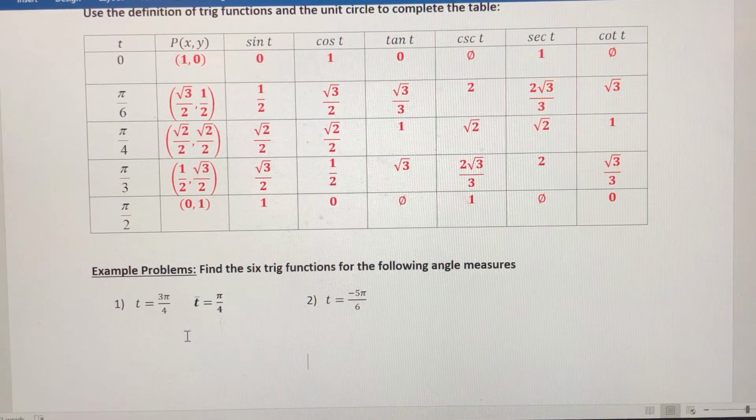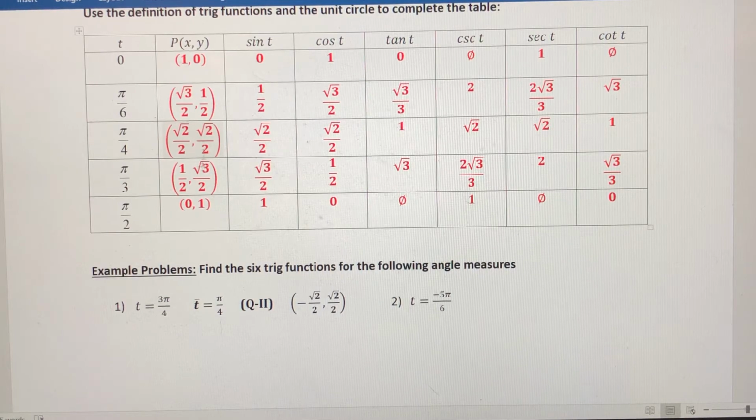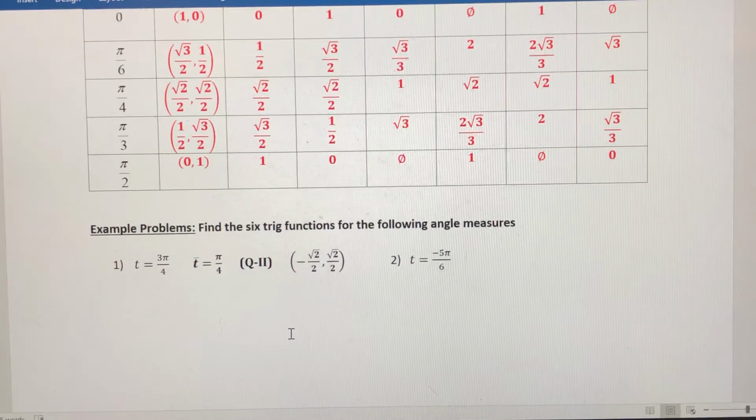So 3 pi over 4 is just shy of 1 pi. This is like 3/4 is 0.75 pi. So this is going to be in quadrant 2, okay? And in quadrant 2, I know that the x-coordinate is negative and the y-coordinate is positive. So I'm going to use these values for my x and y coordinates, but I just need to understand that x is going to be negative because I'm in quadrant 2, okay?